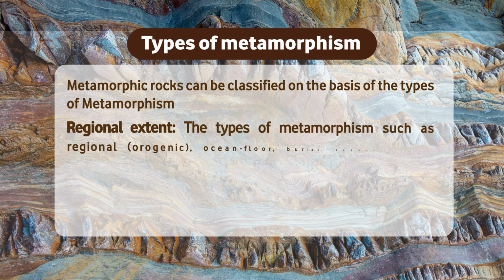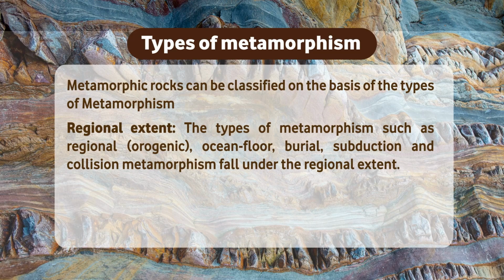For example, for regional metamorphism, we can have orogenic metamorphism. This is the process associated with mountain building. A common example which we have is the Himalayas, where we have orogenic metamorphism which is of regional extent. So, we have formed a number of different types of metamorphic rock in the Himalayan zone.